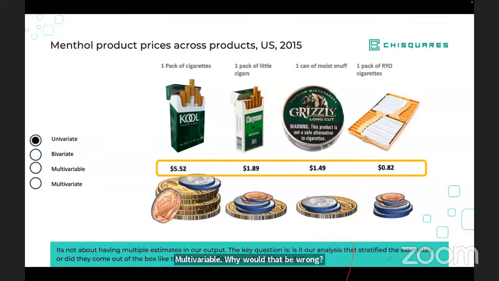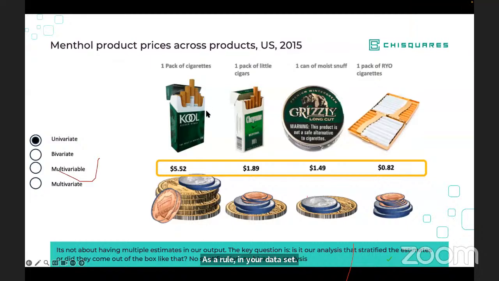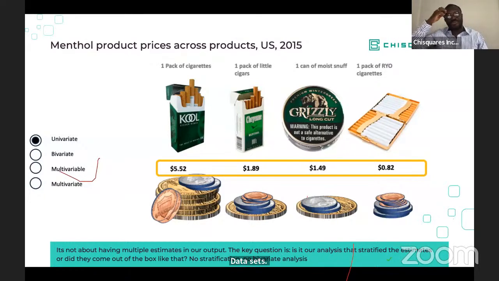I was thinking it's bivariate. It's not. Why do you say bivariate? Because I'm seeing here the price and something also around. So I was thinking it's bivariate. Okay. But it's just the price for each. Imagine each of these items as a row in your data set, right? Each tobacco product is a row in your data set, and then the prices are the column. How many columns do you have?